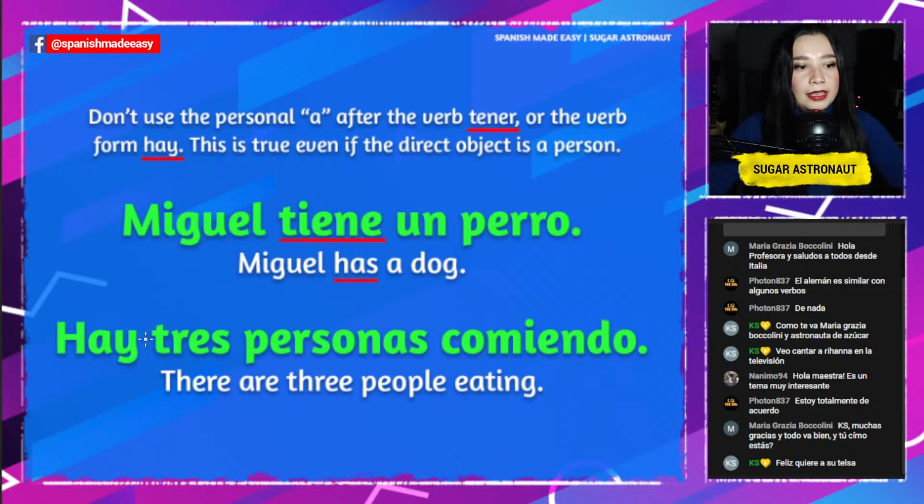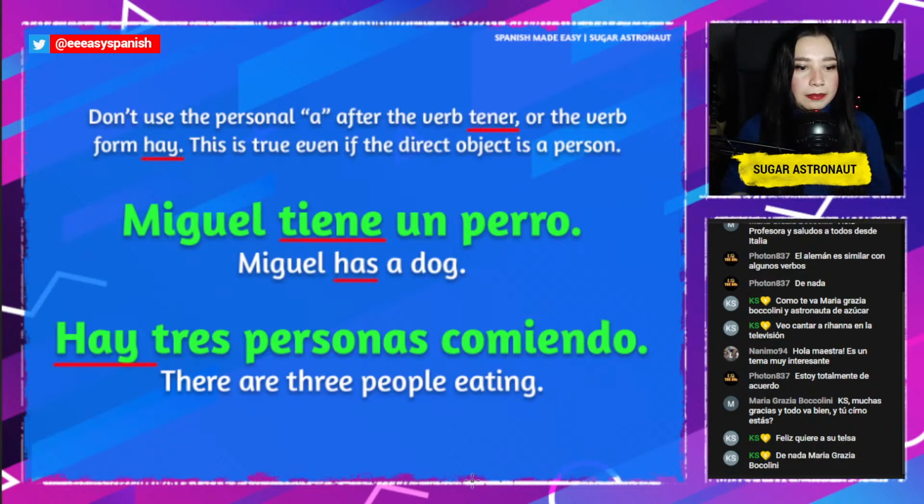That's simple. Now, hay. Remember, hay means there are or there is. And the example reads, hay 3 personas comiendo. And we have people right here. We had a pet right here. We're not using a, okay? Hay a 3 personas comiendo doesn't make any sense. So you don't need the letter a, the preposition a. Hay 3 personas comiendo means there are 3 people eating. Okay?